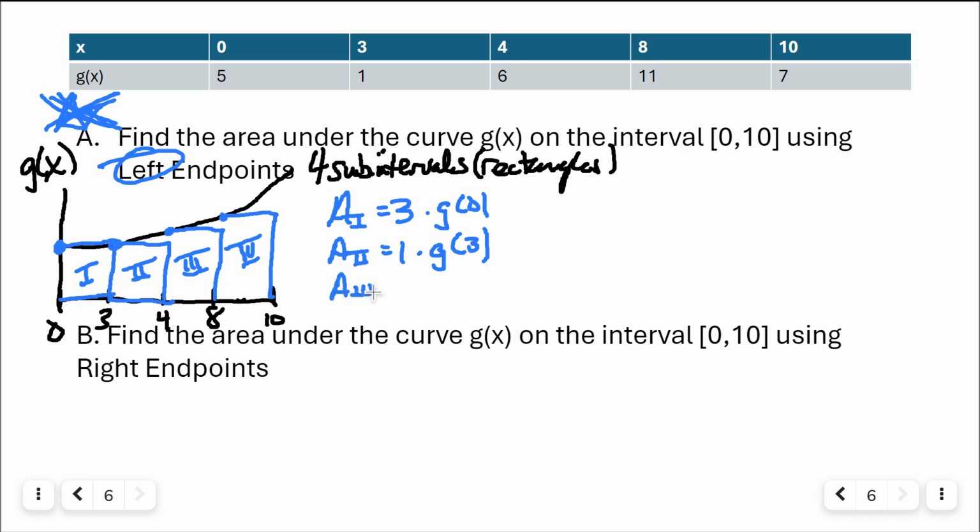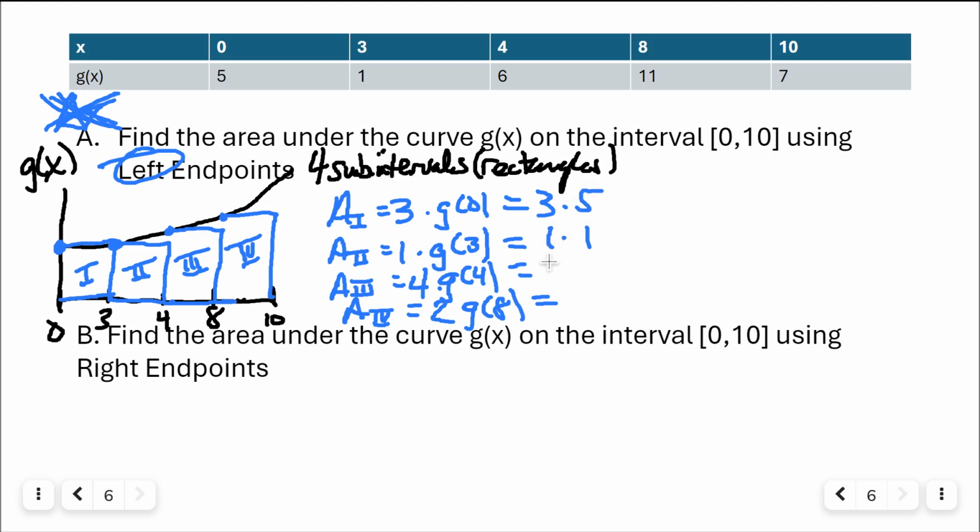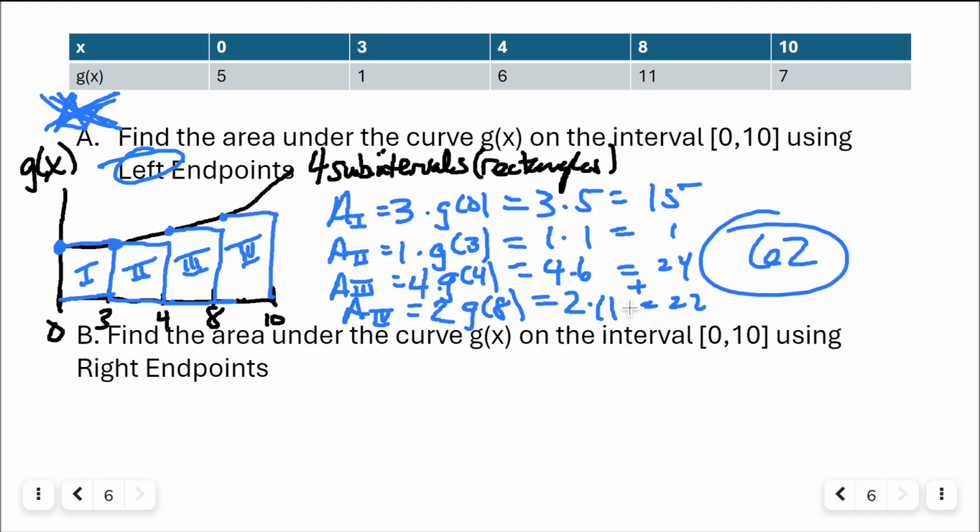Next area, 4 for the base, g of 4. And finally, 2 for the base, g of 8. So now I'm going to go into my chart. That's 3 times 5, 1 times 1, 4 times 6, 2 times 11. So that's 15, 1, 24, 22. Add them all up. So that's 16, and 24 makes 40, 62. Okay, that's the area, 62.